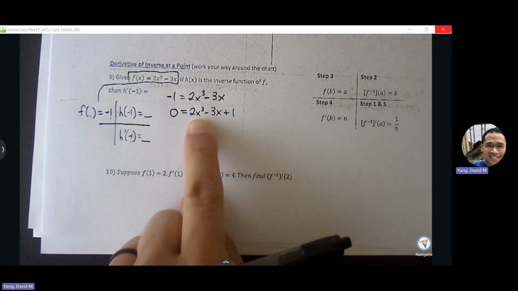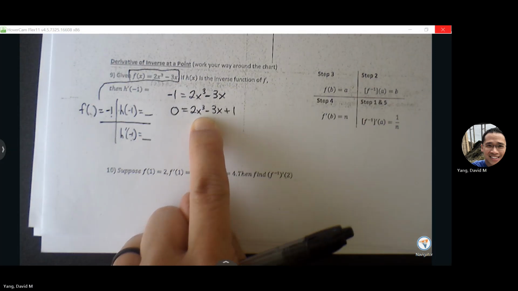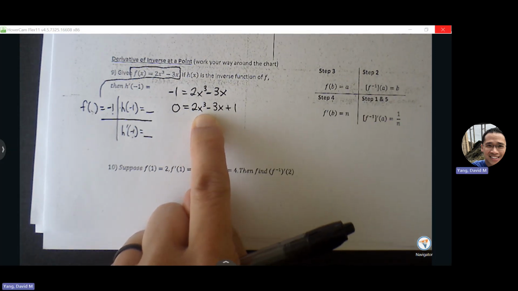Do some x values here. If 0 doesn't work, then try 1. If 1 doesn't work, then try -1. It'll always be an easy integer value that's close to 0.